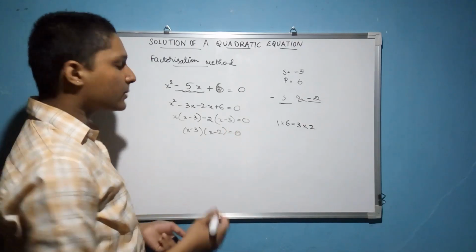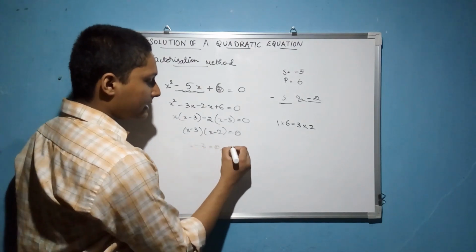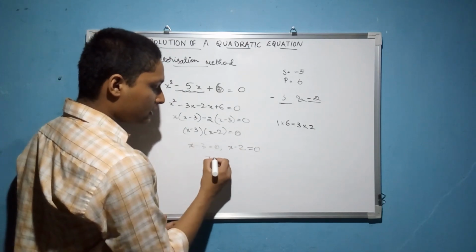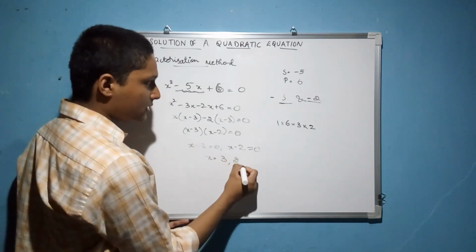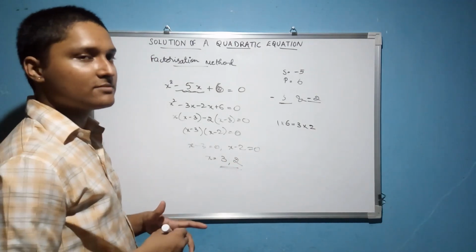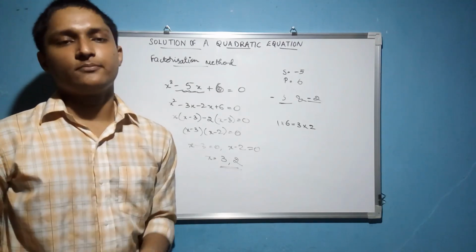The next step is equating both of them to 0. That is x minus 3 is equal to 0 and x minus 2 is equal to 0. Here you get x is equal to 3 and x is equal to 2 as the two numbers, or the solutions, for the given quadratic equation. So this much is all about the factorization method.